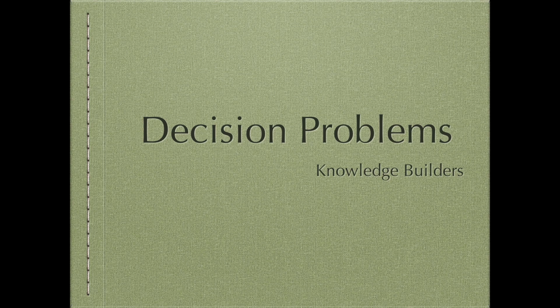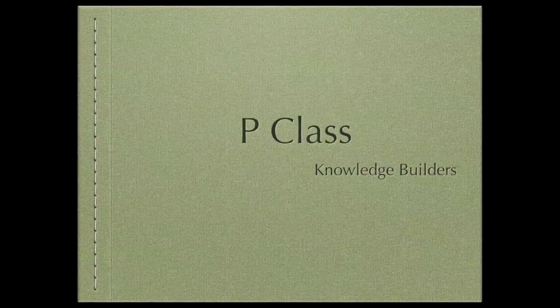These decision problems are categorized into different sets of problems or classes. For example, P type of problem. P stands for polynomial, NP for non-deterministic polynomial, NP-hard, NP-complete, right? We'll go into the details of each of those decision problem classes one by one. Let's go to P type of problems.